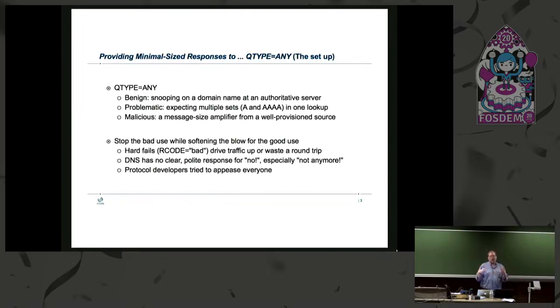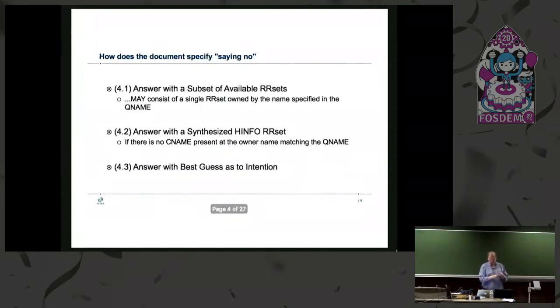We also realized we want to help those that were doing things the old way, backwards compatibility, those that were using the problematic version of this. We want to make them not be pained by this. And so the protocol developers tried to come up with some way to say, no, we're not doing it anymore, that would appease all of the interests that were involved here. And before I go further, the way that says no is that there are, in the document, three different things that can happen. Instead of sending back everything you have about the name when you're asked for ANY, you can send back a subset.